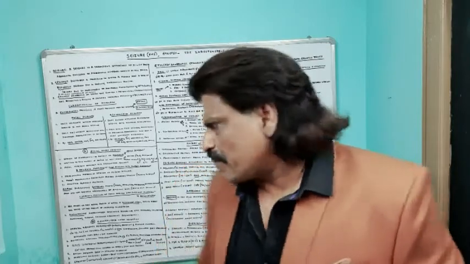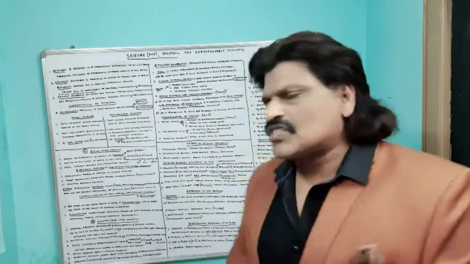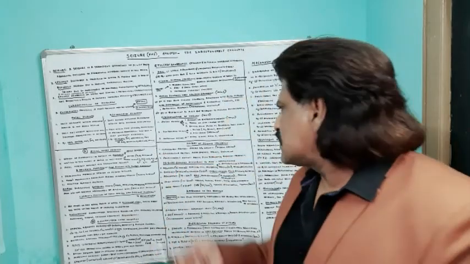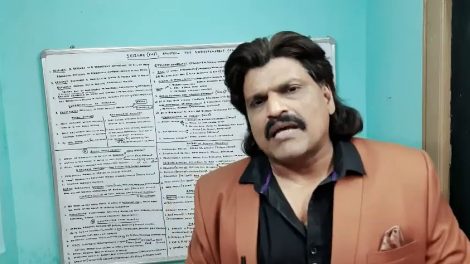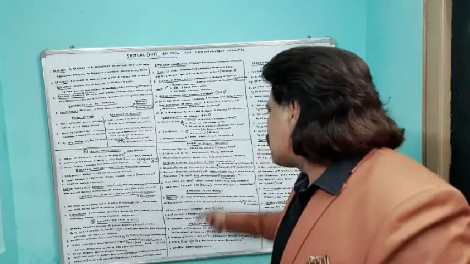Then we have adolescence, 12 to 18 years. Here a very important condition to remember, as I already discussed, is juvenile myoclonic epilepsy. Juvenile myoclonic epilepsy is the epilepsy of the adolescent age group. So in the adolescent age, we should always think of juvenile myoclonic epilepsy.